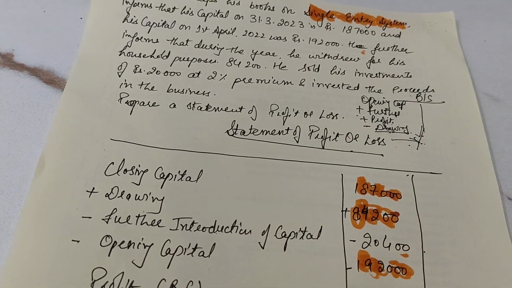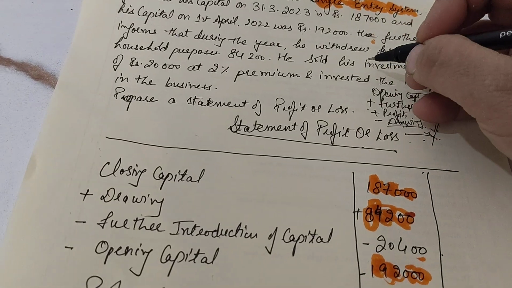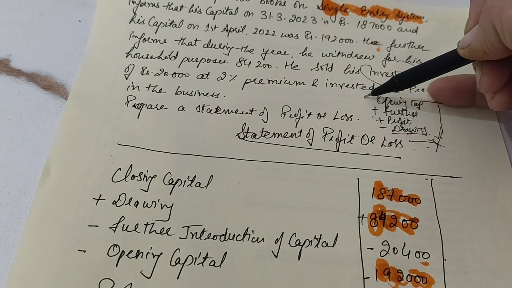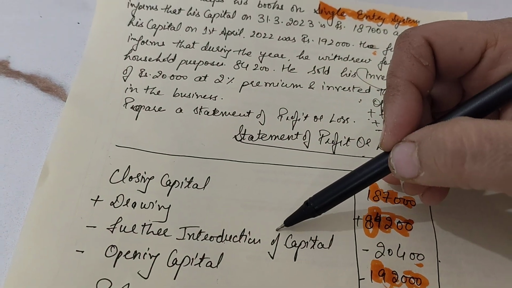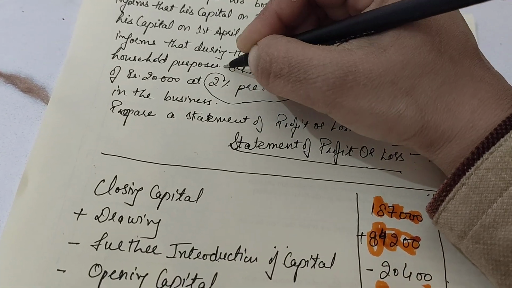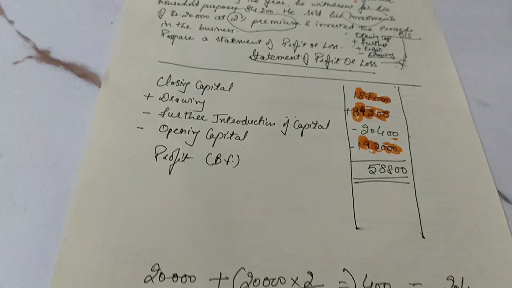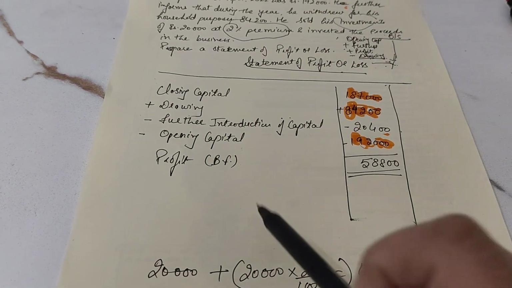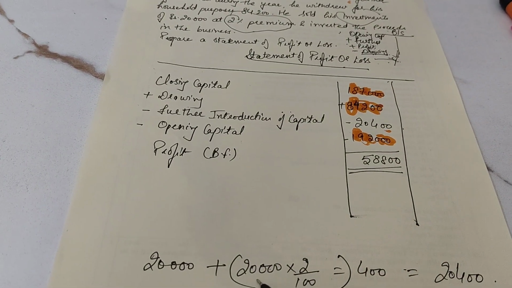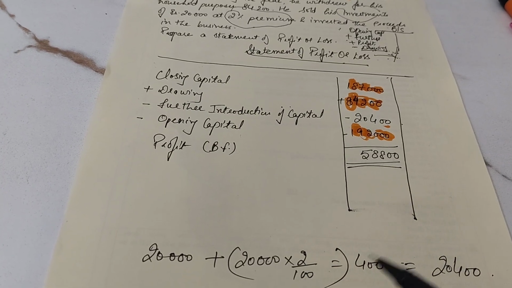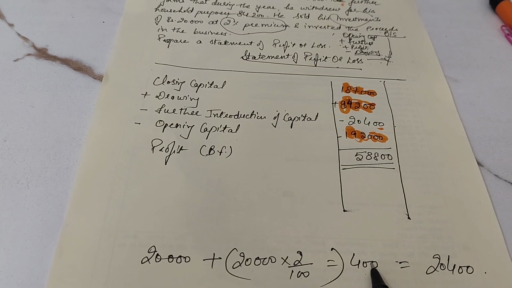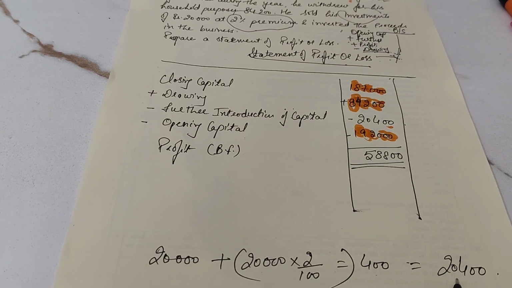It tells us that he sold his personal investments of rupees 20,000 and brought that money into the business. So that is the further introduction of the capital. Now how to handle this point of 2% premium, that we are going to discuss now. For this 20,000 rupees, he says there was a 2% premium. Premium means it was sold at a profit. So 20,000's 2% is 400 rupees. So at what price was it sold? 20,000 plus 400 is 20,400.